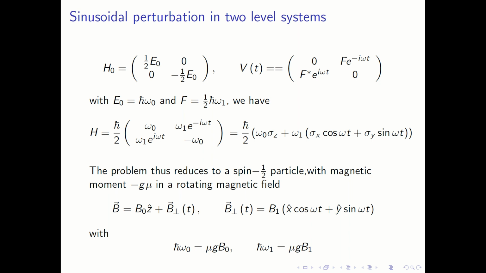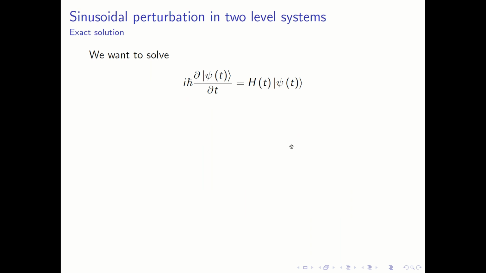Now this is a problem which I claim is exactly solvable. So how do you exactly solve it? Well, let's set up some background first. This is something we had described earlier in a different context, but let's talk about this again. Remember, what we want to do is solve the time dependent Schrodinger equation, iħ ∂ψ/∂t = H(t)ψ(t). So we want to find ψ(t).